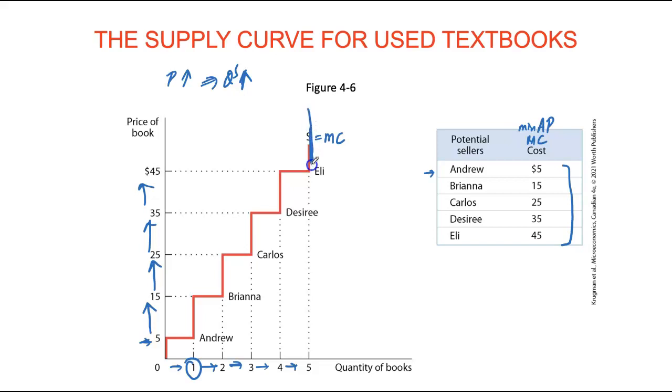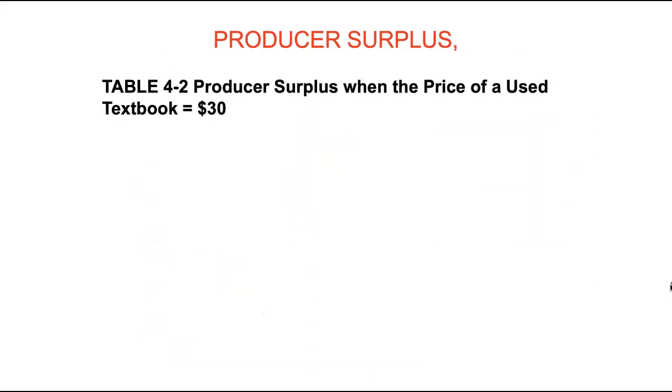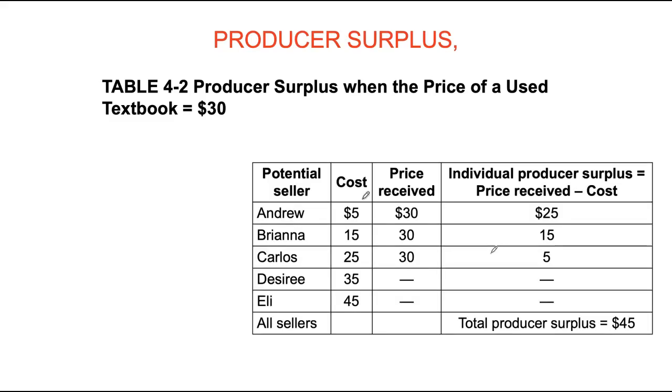So quantity supplied does not increase above 5. Now let's calculate producer surplus, assuming the price of each textbook is $30 in this market. Here I'm working with a table question. So price received by each seller is 30.